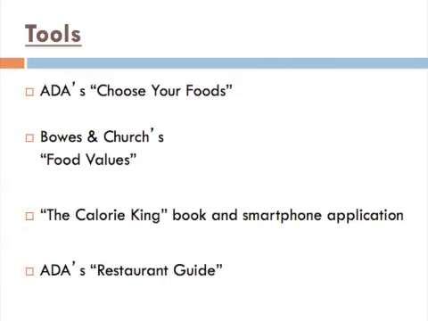Some tools to use to count carbohydrates. The ADA's Choose Your Foods is a good one. Bowes and Church's is a book you can buy that has a lot of foods broken down. I've already talked about the Calorie King book. And then the ADA also has a restaurant guide that you can access, I believe, from their website.